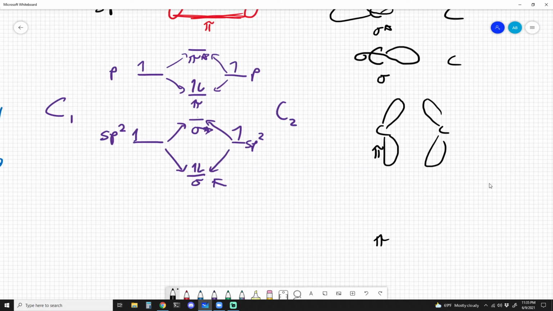whereas the pi anti-bonding orbital is kind of the opposite. So your pi anti-bonding is going away from each other. So, your anti-bonding orbital, if electrons were here, they would be actively working against the formation of a bond. Whereas with the bonding orbitals, they're actively working towards making a bond.